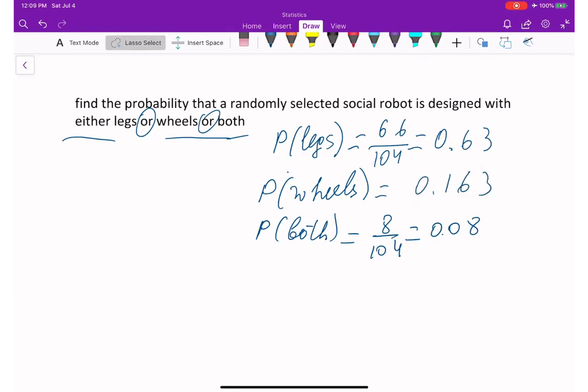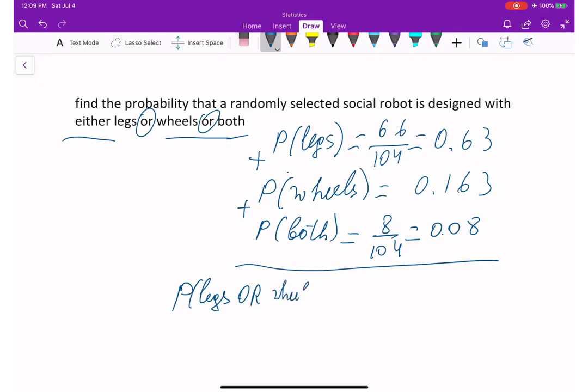If I add them up, the probability of legs or wheels or both is equal to 0.63 plus 0.163 plus 0.08. We get 0.873.